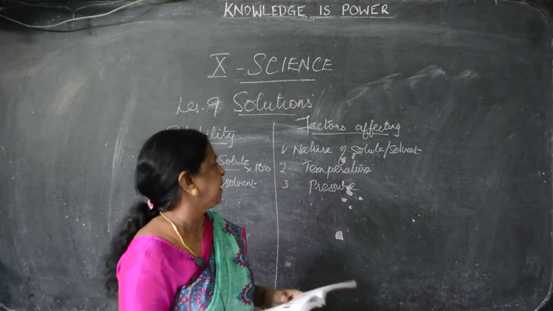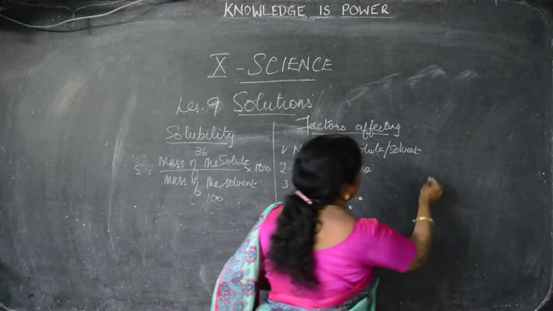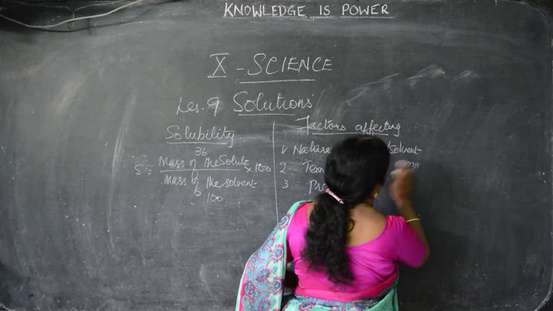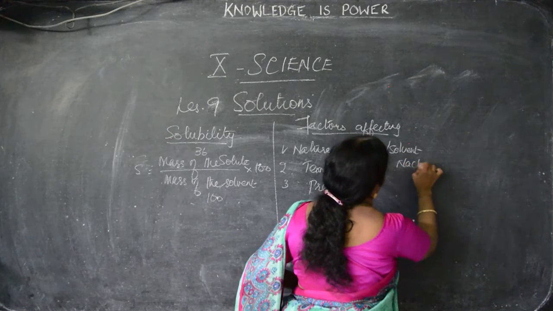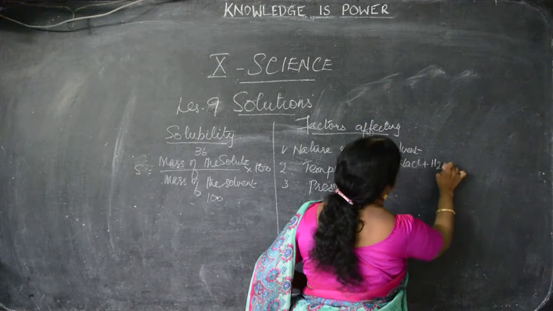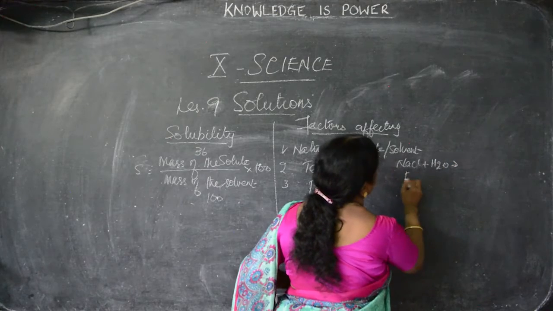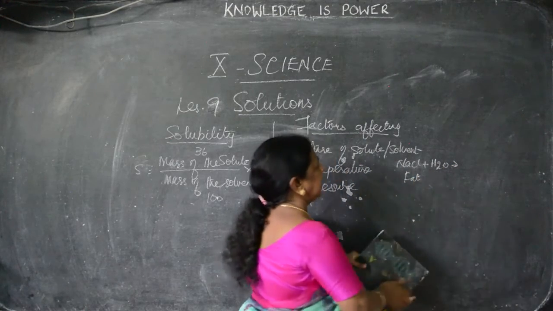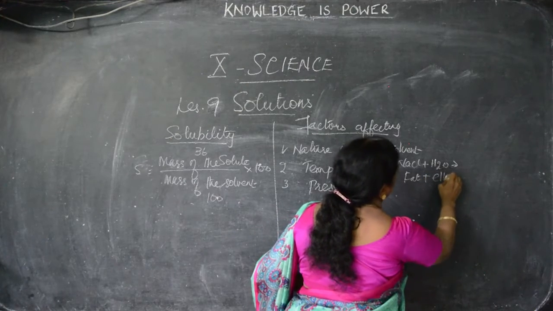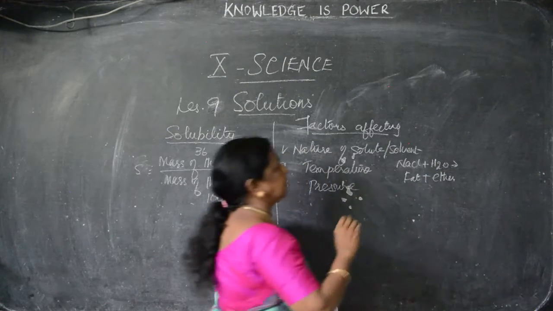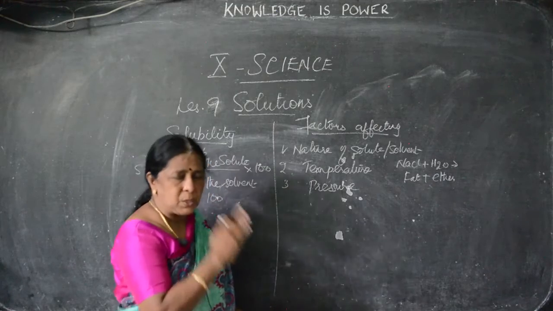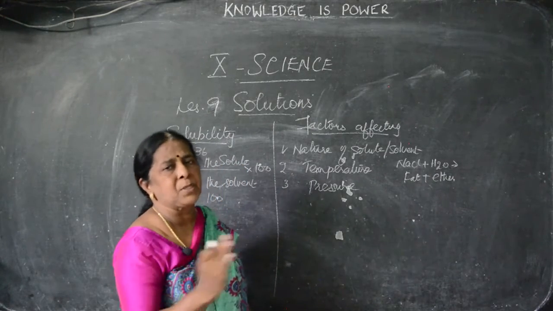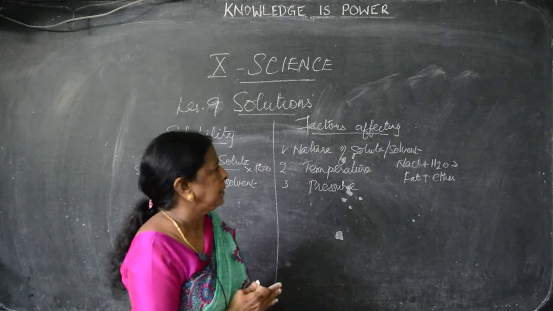The same like fat. For example, if the solute is common salt, that is sodium chloride, what should be the solvent? Water. If the solute is fat present in our body, the solvent should be ether. It does not dissolve in water, it should be dissolved in ether. So, nature of the solute and solvent: for this solute, we have to say which solvent is suitable. If there is a proper matching of the solute and solvent, they can easily dissolve.